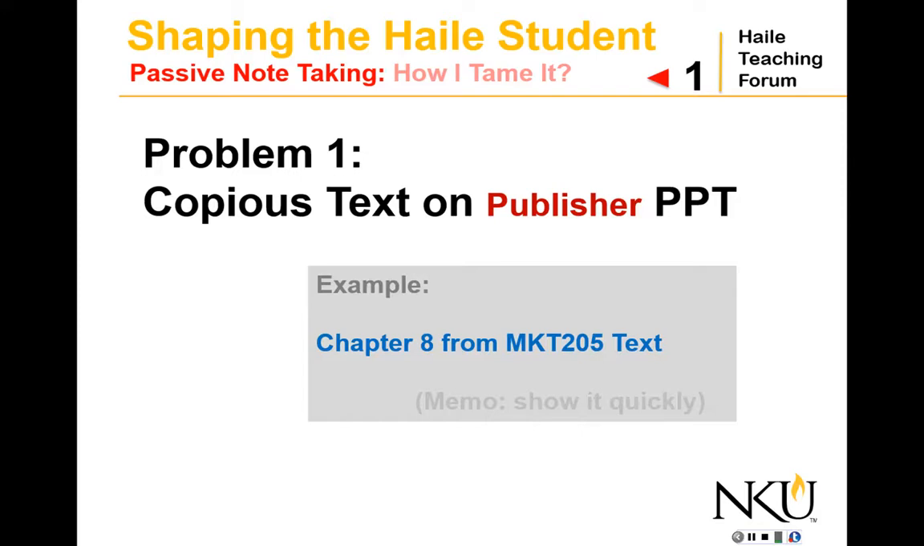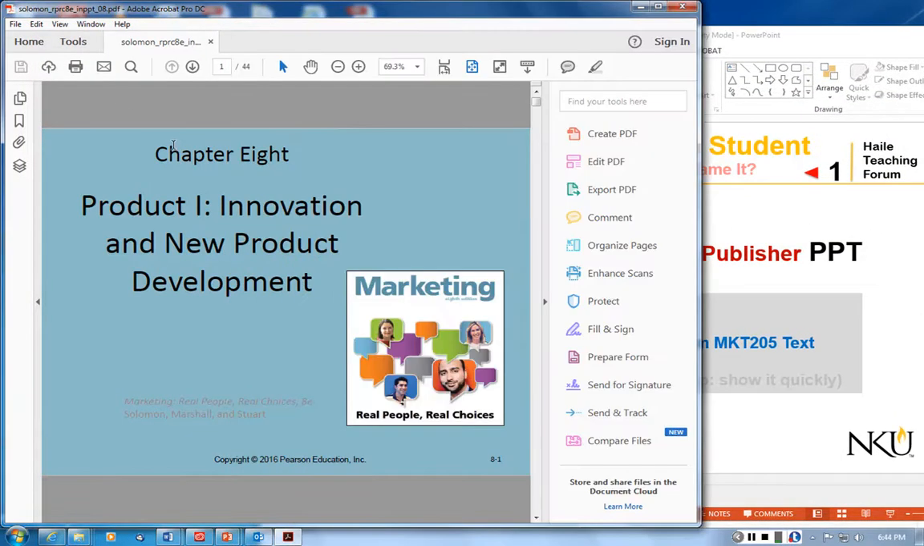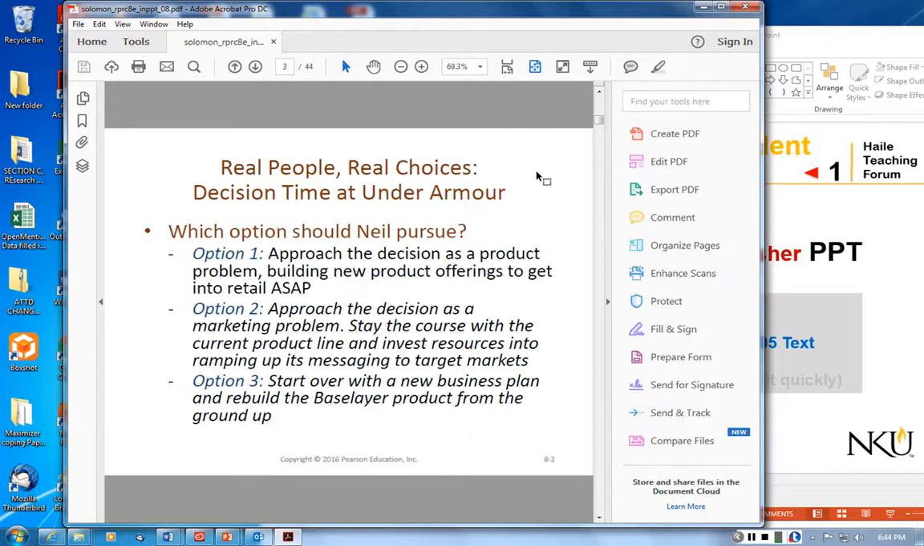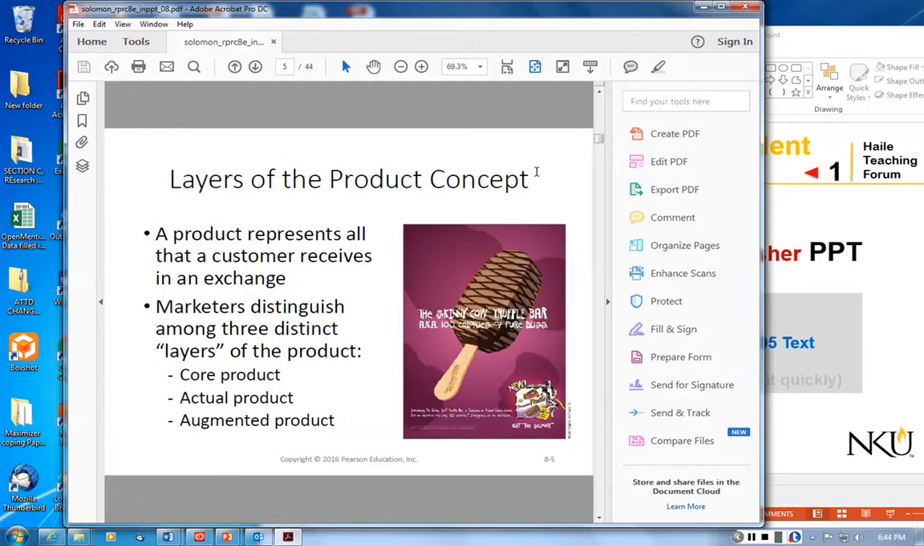So the first problem is that the publisher gives us the PowerPoint which has tons of text on it. Here is an example from my marketing principles class. Here is a quick look at the PowerPoint from the publisher. I'll just scroll it down. Chapter objectives are there, and then they summarize the options that are given in the book for one of the cases, and then they begin to talk about the product concept. There are all these words, not too bad, but still quite a few.